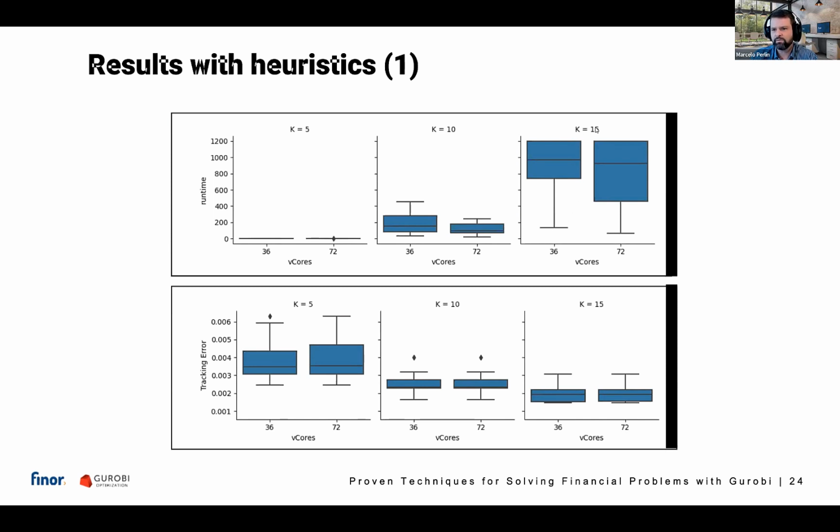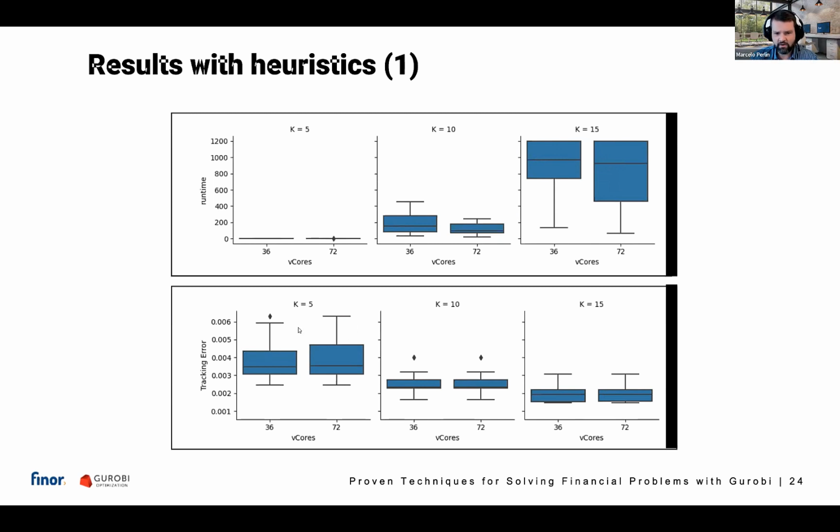When you have k equals 15, the problem gets a little more complicated, and then you'll see that we put a cap here on running time of 20 minutes, and in most of the cases you actually finish the optimization, but in some cases we still hit the time limit.